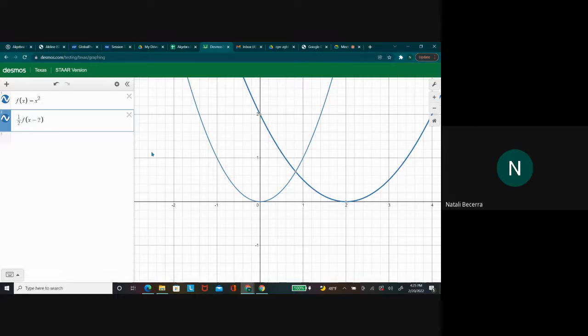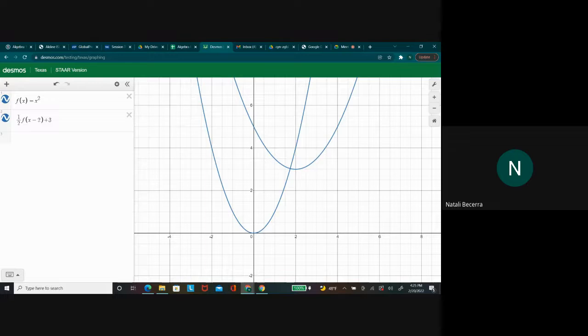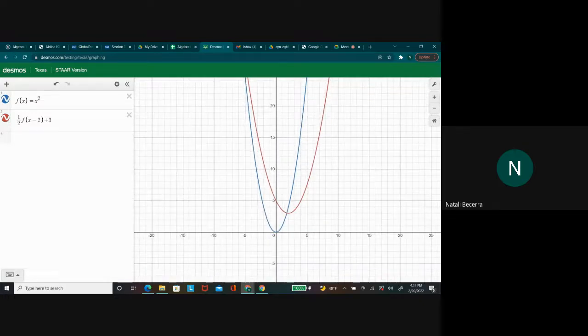And then +3, we said it's going to move up 3. So let's see what happens. +3, zoom out, and look, sure enough, it moved up 3 units. And I'm going to change the color so you guys can see these better. I'm going to change it to red. And look, the graph got wider, right? Because this was a vertical, what's it called? Vertical compression. That's whenever it gets wider.